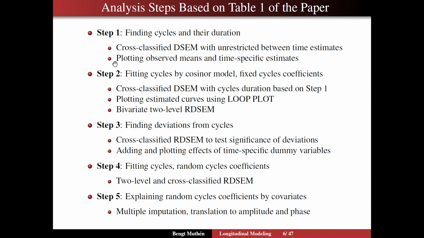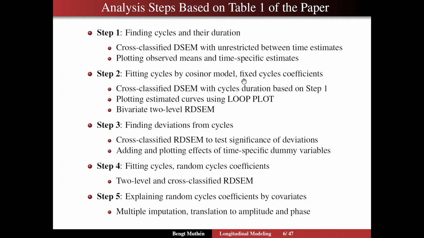And you can plot then the observed means and these time-specific estimates to take a look at what shape the cycles have. So this is an exploratory step, whereas step 2 then takes the confirmatory step where you fit cycles to a specific cosinor model. That is a model with a specific shape for the cycles. So it's very much like the exploratory confirmatory steps of factor analysis.